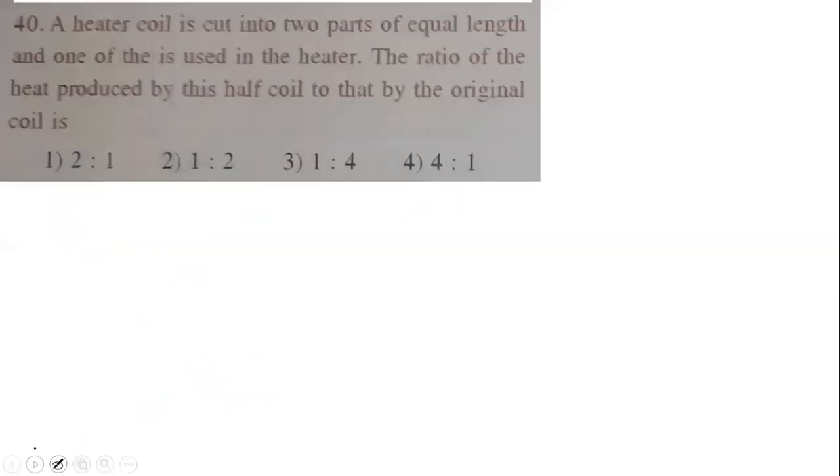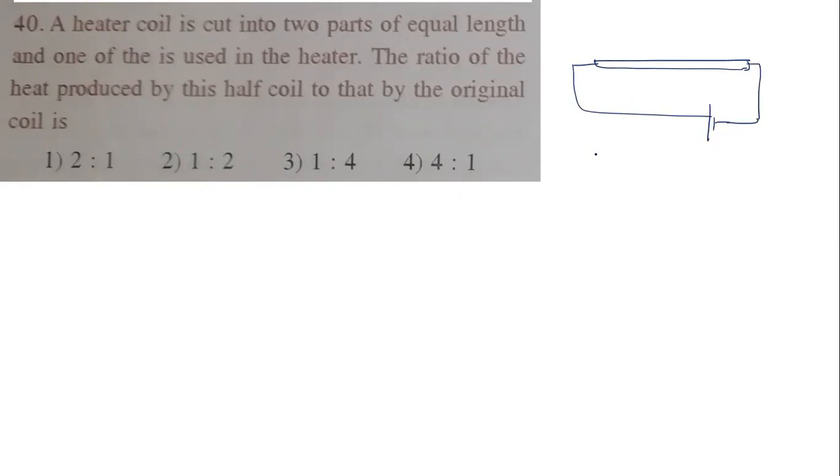Look at question number 40. A heater cord is cut into two parts of equal length, and one of these is used as a heater. The ratio of heat produced by this half coil to that of the original coil. Same concept again. Initially there is a heater wire, this much is there, and we connect it to a battery of constant voltage supply.